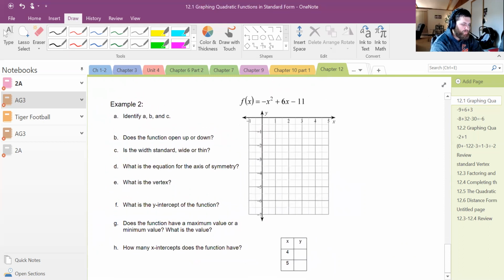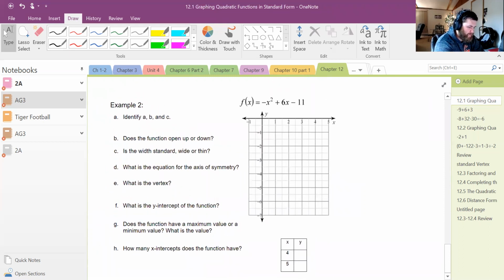Okay, so let's do them. So identify A, B, and C. So my A is going to be negative 1. My B is going to be 6. And my C equals negative 11. Does the function open up or down? Well, it's a negative. Okay, so it opens down. Is the width wide, or is the width standard, wide, or thin? It's going to be standard because A equals 1. Just negative 1, doesn't matter.